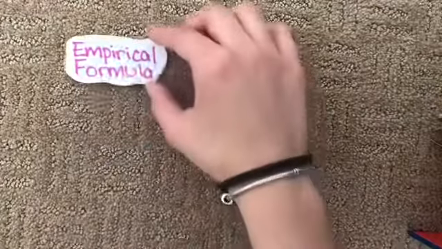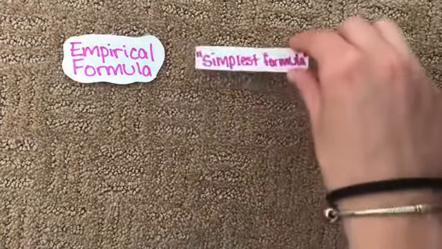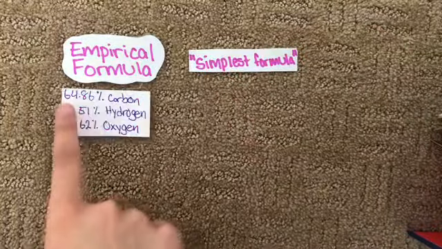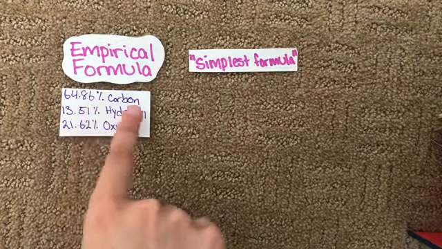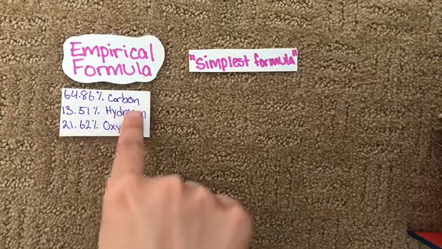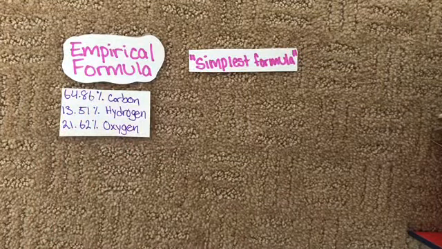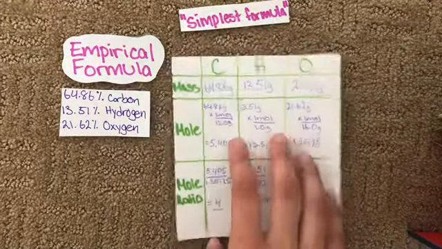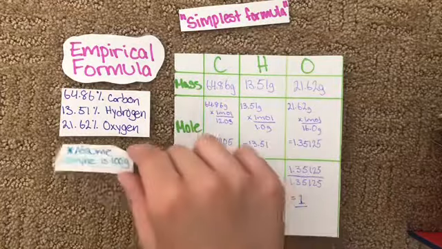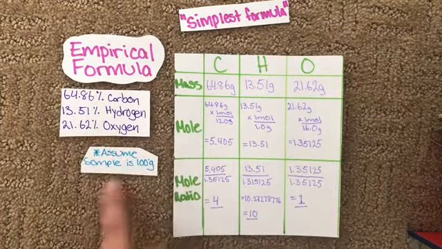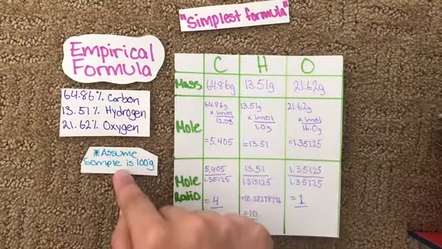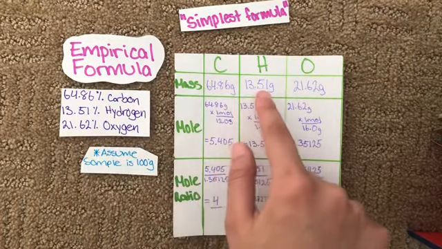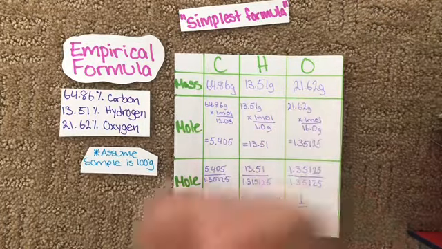Next, we have the empirical formula. This is known as the simplest formula. So let's learn this with an example as well. I have 64.86% carbon, 13.51% hydrogen, and 21.62% oxygen. We're going to use a chart like this right here. We make sure to assume the sample is 100 grams. So if the sample is 100 grams, we have 64.86 grams, 13.51 grams, and 21.62 grams.